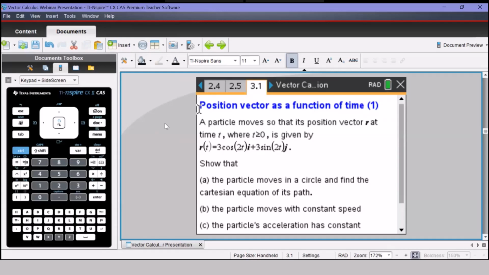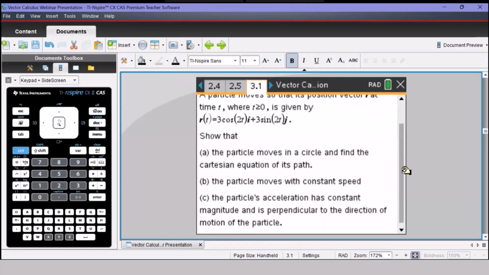So there are 3 parts to this question. Show that the particle moves in a circle and find the Cartesian equation of its path. Show that the particle moves with constant speed. And finally, show that the particle's acceleration has constant magnitude and is perpendicular to the direction of motion of the particle.